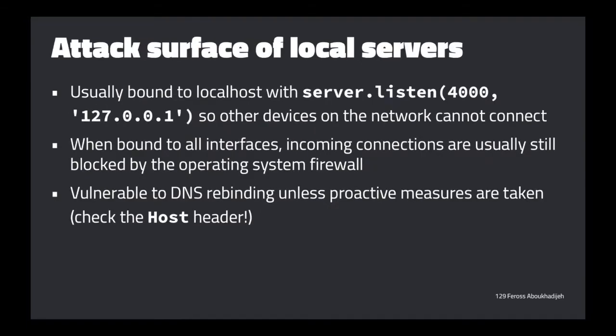OK, so let's talk a little bit about just the attack surface of local servers in general, just to sort of tie it all together. So in general, when you're starting a local server on a machine, you bind it to the local IP address. That's what we see there. That's what I've mentioned a couple times before. By adding that second argument when you call listen, you're basically saying don't allow any connections to this server from other machines on the same network as me. Just allow applications running on the same computer to connect. And it gives you a little bit of reduced attack surface.